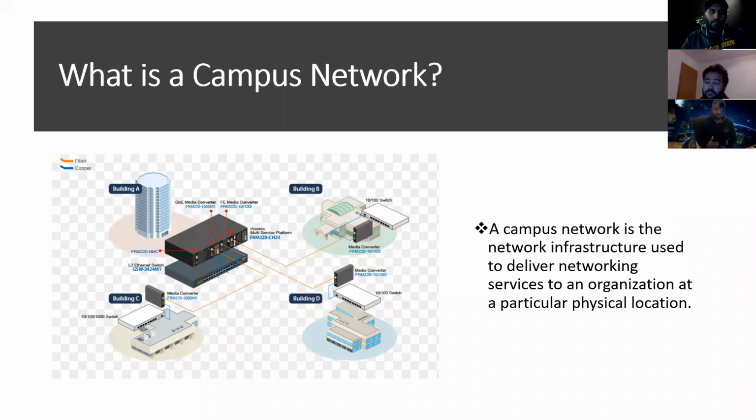As I have mentioned, first we need to identify what a campus network is. A campus network is a network infrastructure which is used to deliver networking services to an organization, which is likely an educational institution or a high school, and which is located at particular physical locations. As you can see in this diagram, there are several physical locations which are connected in one network.